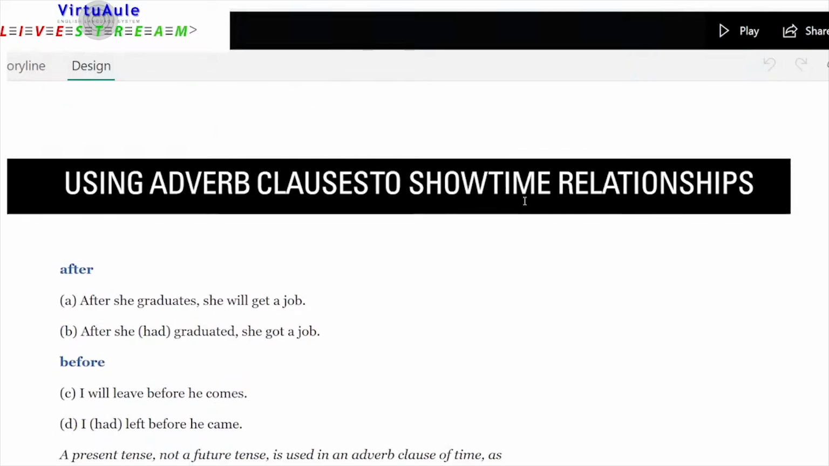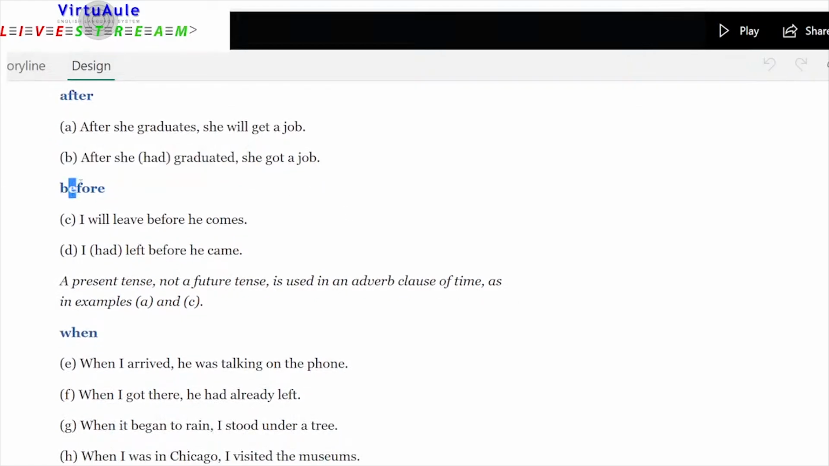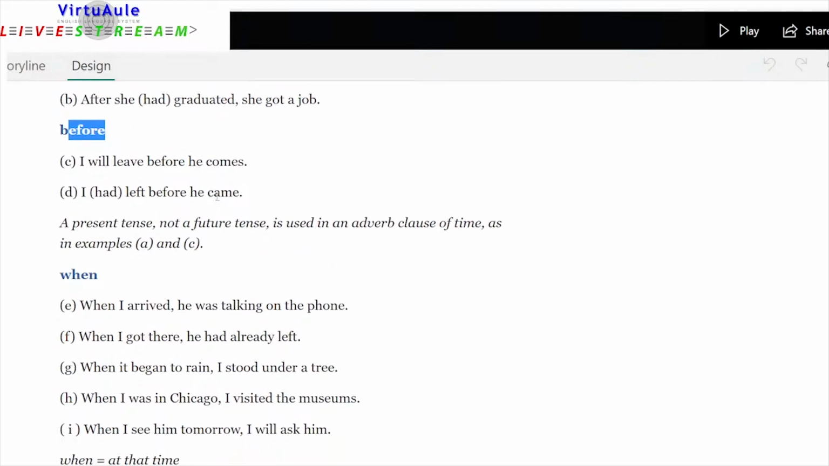Using adverb clauses to show time relationships. Okay, let's look at these very quickly. We have after. After she graduates, she will get a job. After she graduated, or after she had graduated, she got a job. Before, very similar. I will leave before he comes. D, I left before he came, or I had left before he came.